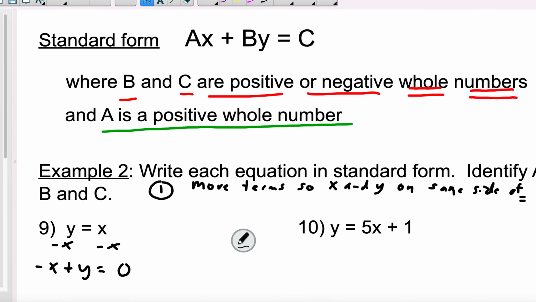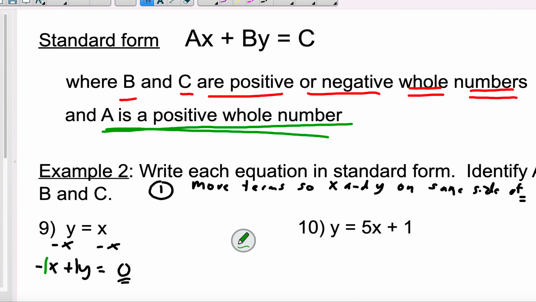So once I have everything on one side, I'm going to come back up here and look. Are my b and c positive or negative whole numbers? Now notice b is what's in front of the y, which is a nice 1. And my c value is that constant, which is 0. Are those positive or negative whole numbers? Yeah, 1 and 0 are positive or negative whole numbers. And then the second condition says that your a value, which is what's in front of x, which is a negative 1, is that a positive whole number?